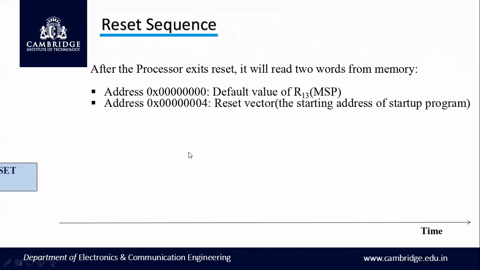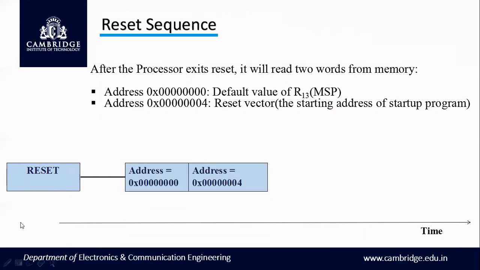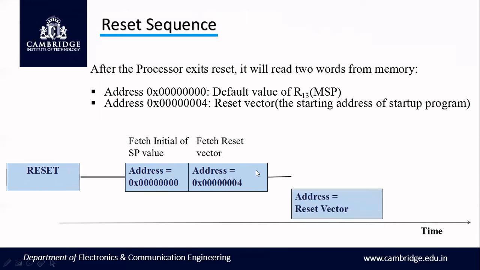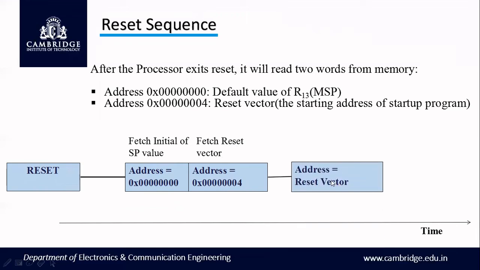So with respect to time, after the reset button is pressed, it will go to the first address and fetch the SP value, the stack pointer value. Next, it would go to address 4 and fetch the reset vector. Once the reset vector value is obtained, it will jump to the reset vector address. The PC would change its value to the reset vector address, and it would start fetching the instructions from that point, which would be executed by the processor.